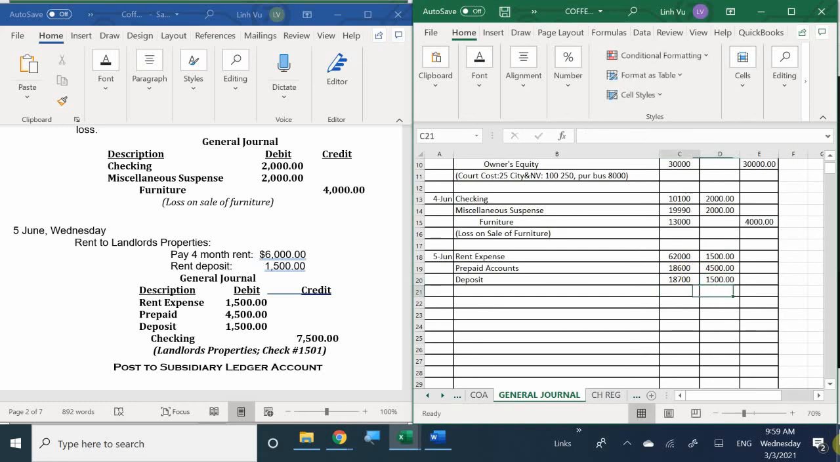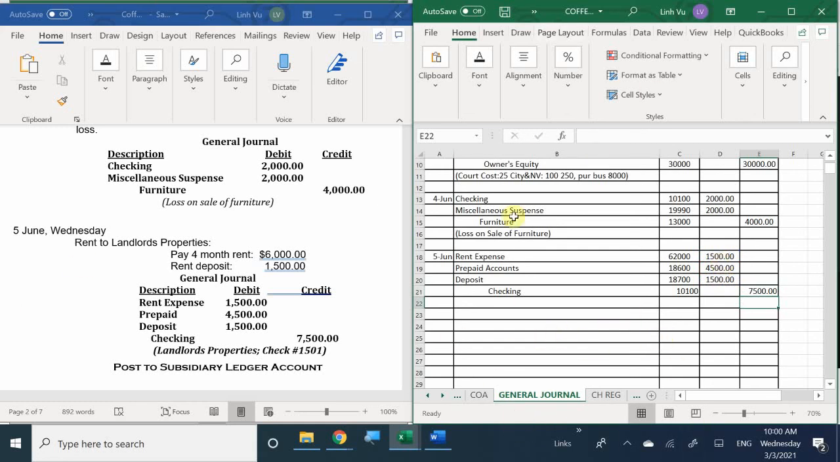Okay? Now we wrote a check for the very first time. So where is this check coming out from? From the checking? Yes. All checks come right directly from our bank, which is our checking account. And our checking was 10100, okay? How much am I writing this check out for? 7500. So again, you can do simple math here, add them all up, and ensure that your debits match your credits. So in this case, 7500 is correct.